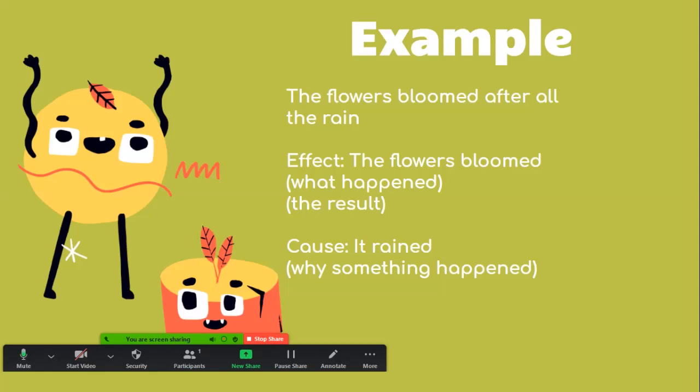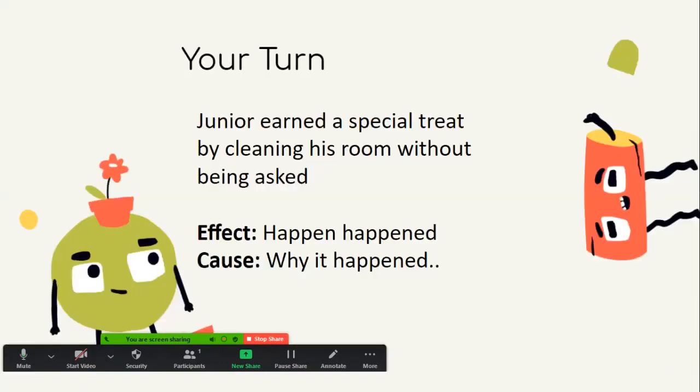Well, hopefully you learned the difference between cause and effect. Let's look at it in a sentence. The flowers bloom after all the rain. The effect, or what happened, was that the flowers bloom. That's the result. What caused it? Meaning, why did the flowers bloom? They bloom because it rained. So it rained is the cause.